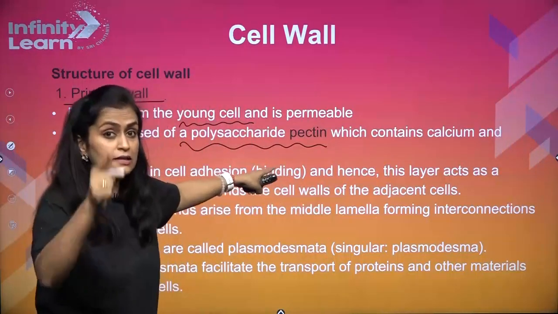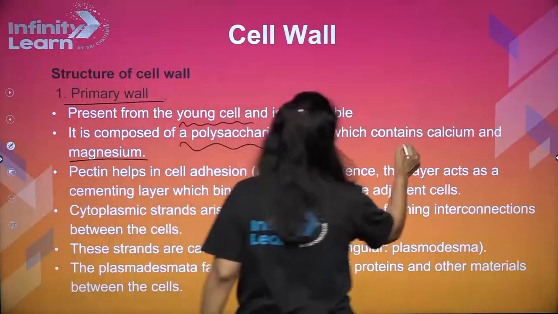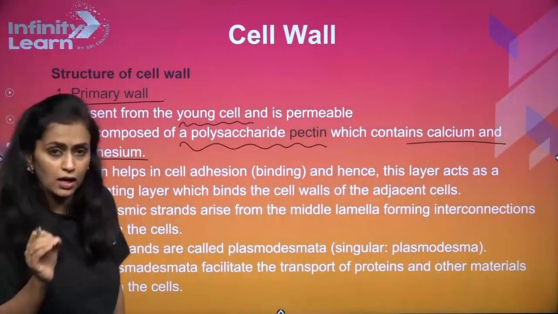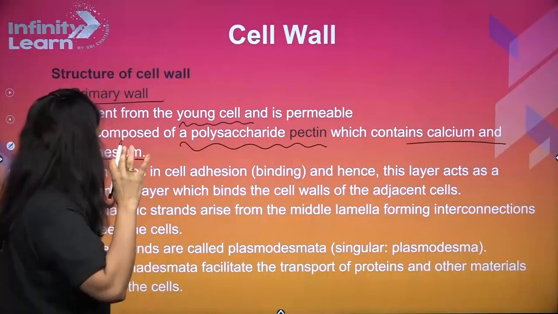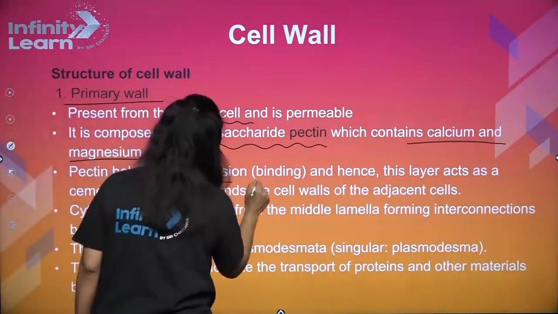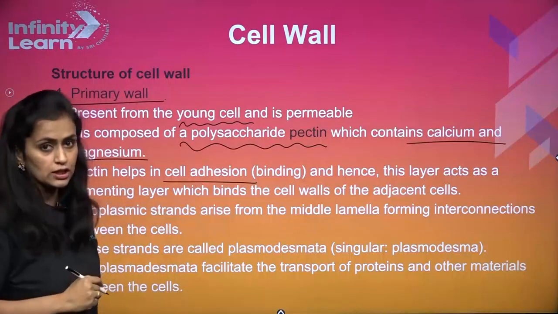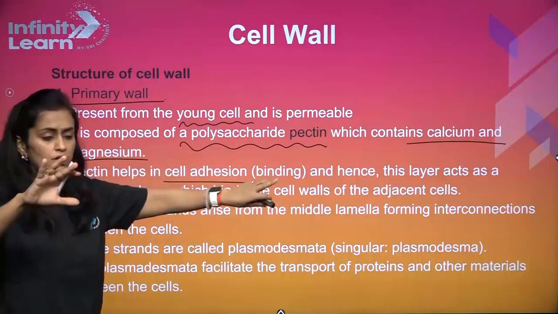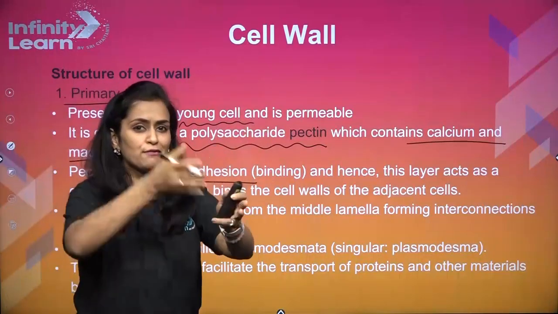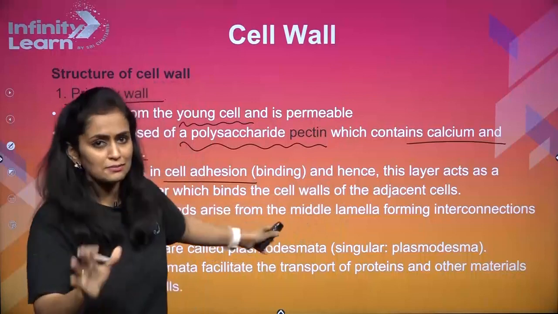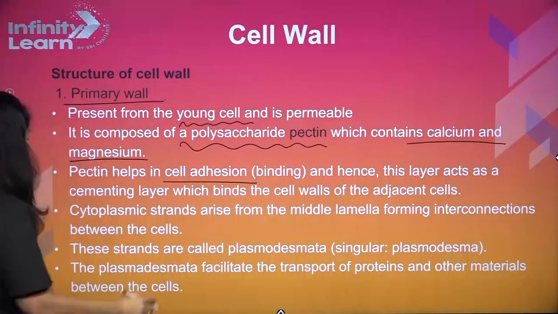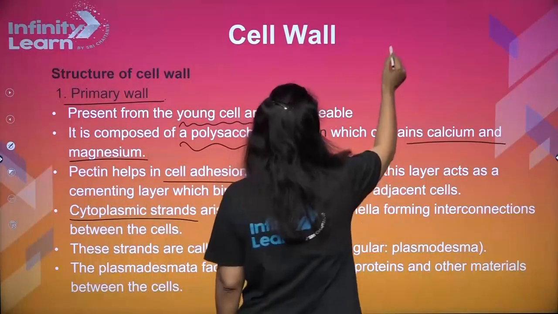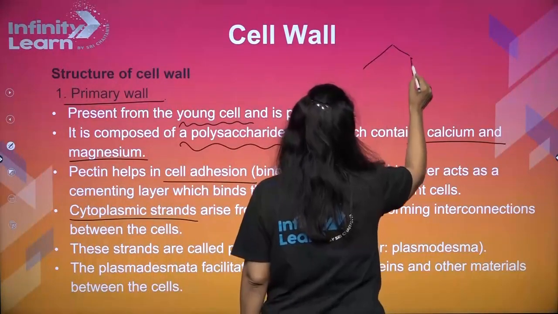What does pectin have? Pectin has calcium and magnesium. Understood? Fantastic. So what does it help with? It helps in cell adhesion. Like putting two bricks together, what do we use? We use cement. Pectin is something like that, a cementing material. Yes, very important, between two cells you have something like that.